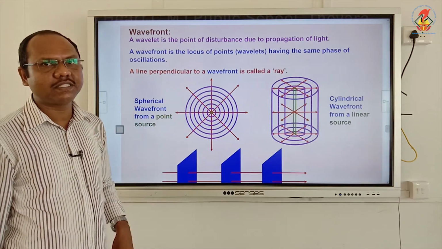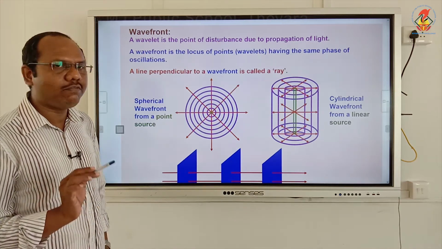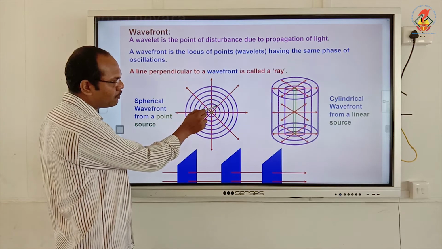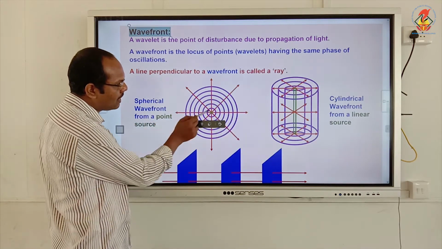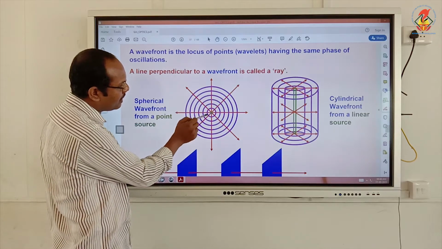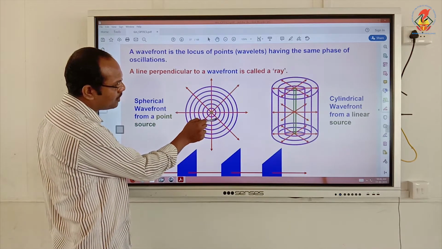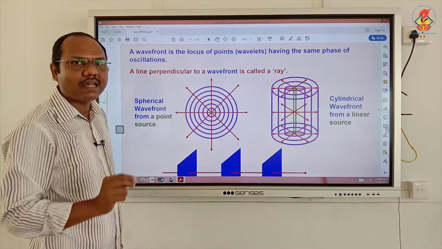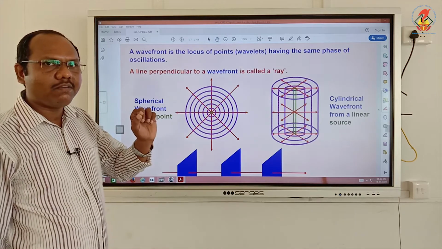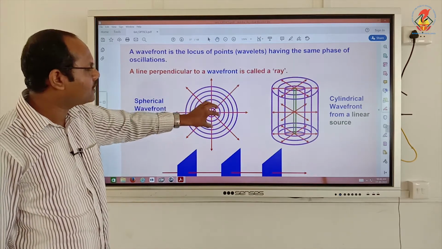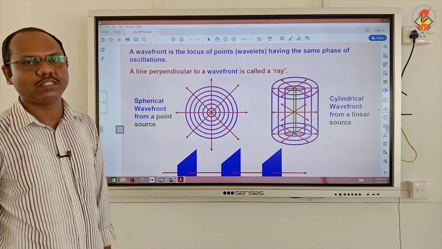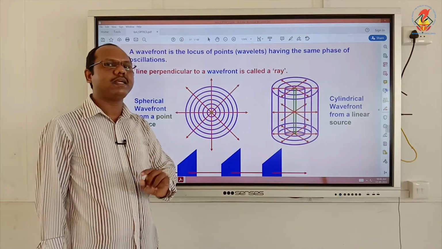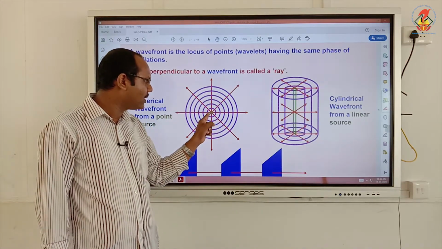Take a small fraction of a second, delta t. In that fraction of a second, the light wave from here reaches this point. Similarly, light wave from here reaches this point, and so on. That means the light wave in all directions travels the same distance. The distance traveled by the wave in one particular time delta t will be the same in all directions.